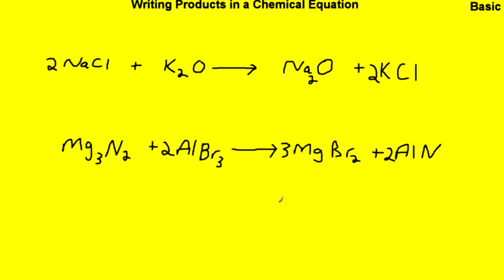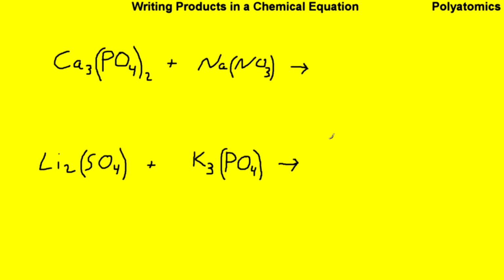Let's try something a little more challenging. Here we have some polyatomic ions. Notice the phosphate, the PO4, and we have an NO3, a nitrate here. We're sticking with your basic metals, no transition metals yet. So we're just going to do the same thing. The polyatomics don't change anything. Just because there are some extra atoms in here, don't let that mess you up. Just treat it as one whole thing. This NO3 is going to stick together. This PO4 is going to stick together.